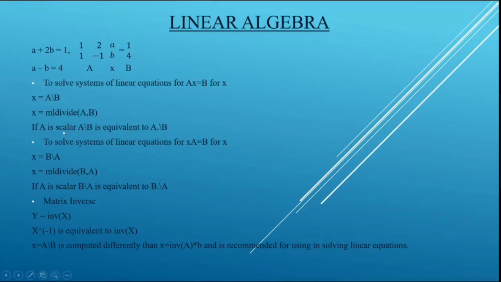Now we will run this to show you how it works. Similarly, if we solve the linear equation for xA equals B, we can alter the numerator and denominator, B and A, and similarly in mrdivide the places of B and A will be changed. But you have to keep in mind that this one is for A times x equals B, and this one is for x times A equals B. As multiplication of matrices is not commutative, the approach is different for both of them.